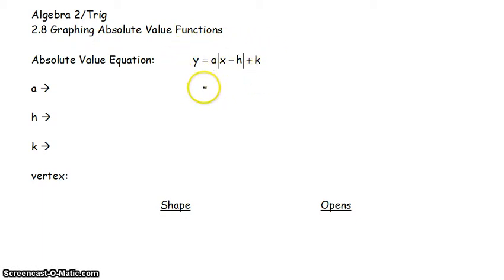Every equation we deal with this year is going to be some form of this equation with the h and the k. Now let's start off with the a. The a is what's going to determine your shape, because it represents the slope or the rate of change. Then there is the h. Think about h as a horizontal shift.